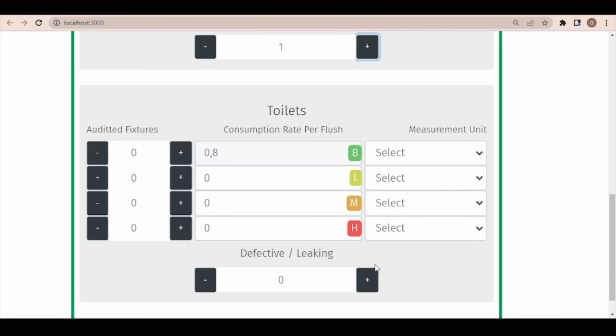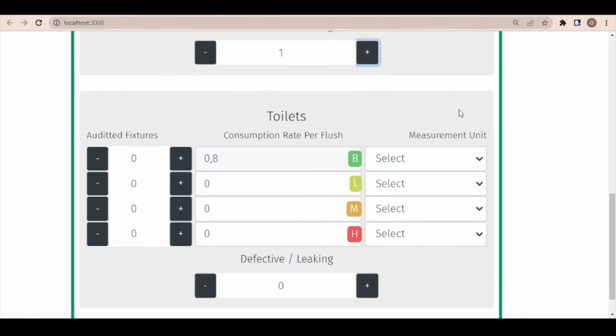When auditing the building toilets, each toilet can indicate a flush rate of a different measurement unit. So, as long as you enter in the consumption rates from its lower to higher values, you can always select the measurement unit that the flow rate was recorded in, and the value will be converted according to the measurement unit set for your account.